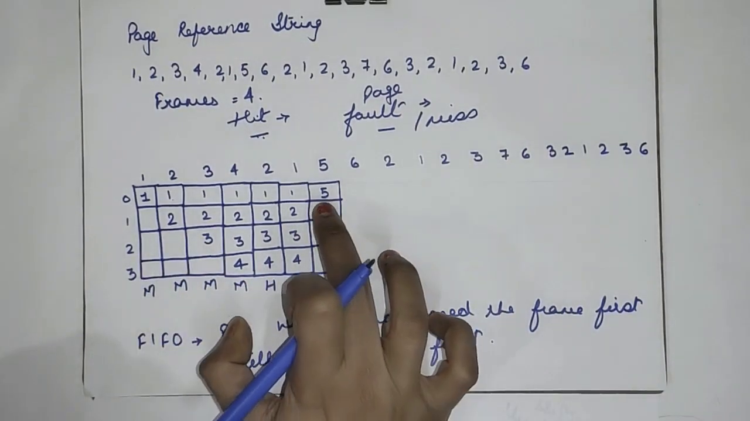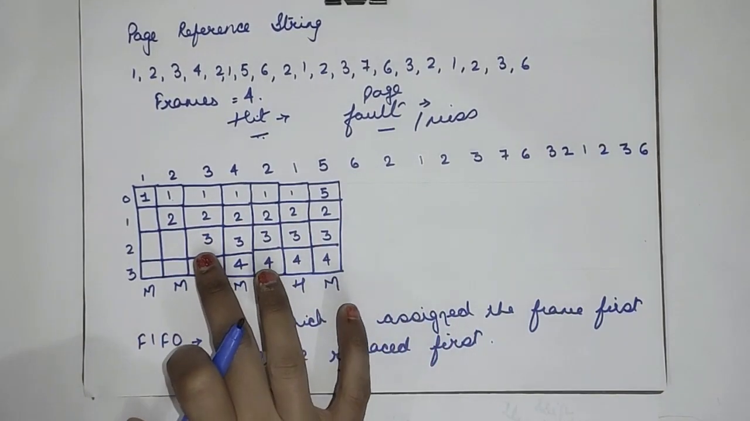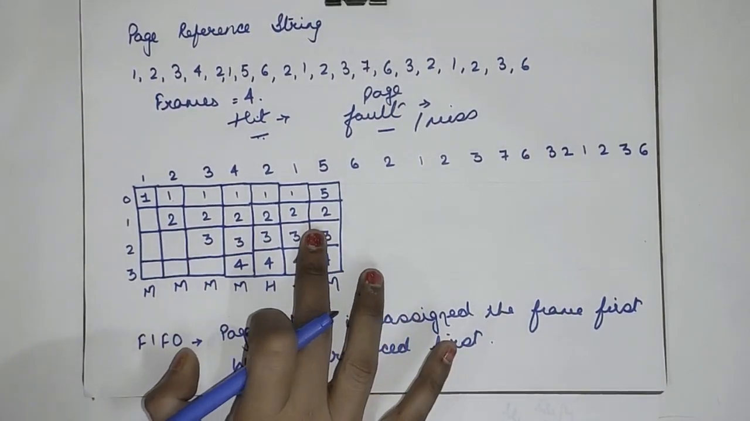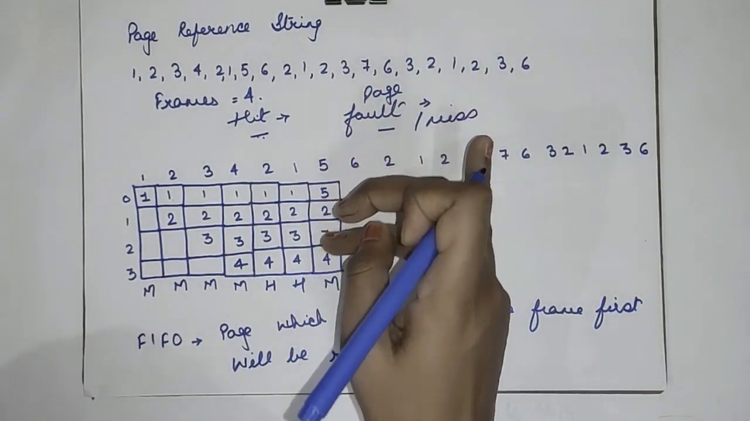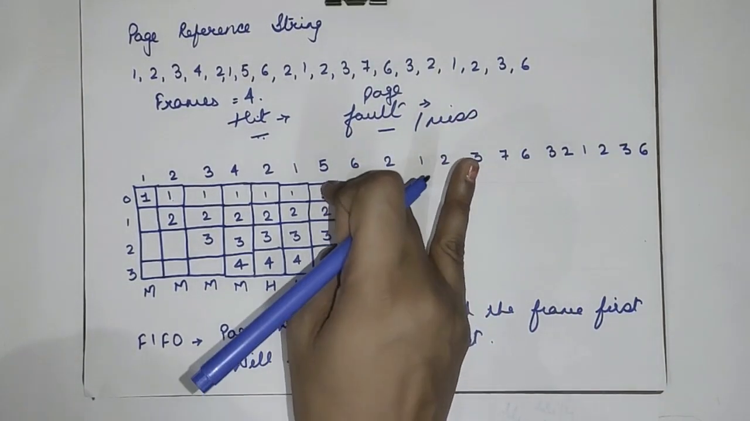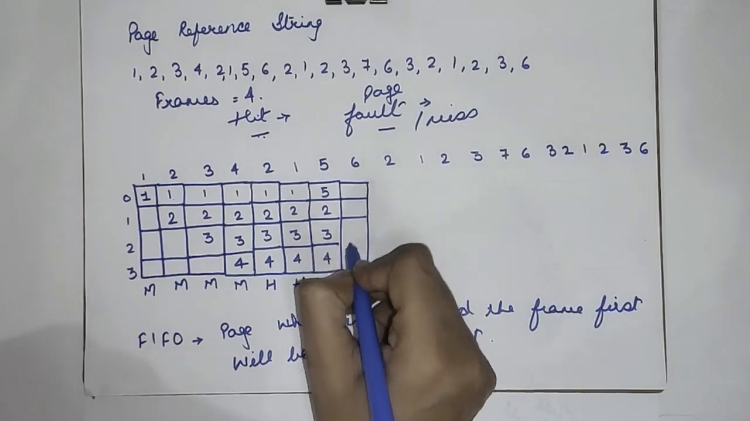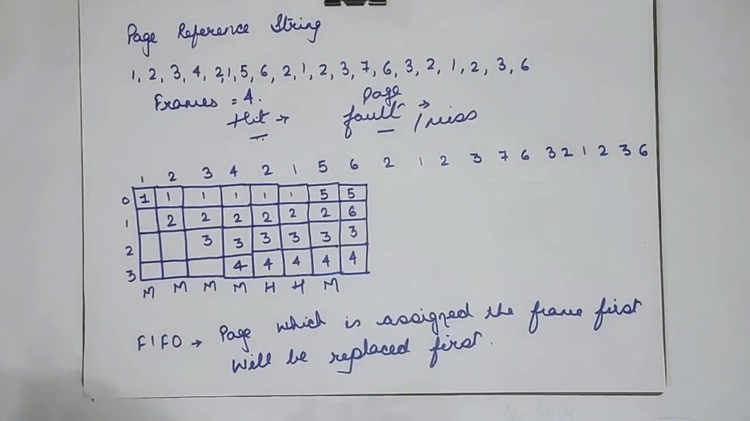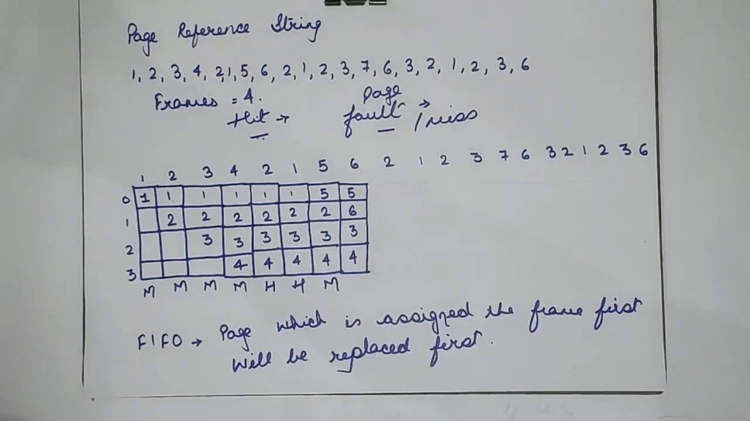So I'll check. 5 has been there for one instance only. 2 is there for 5 times. 3 is there for 5 times. 4 is there for 4 times. So the longest duration is for 2. Among 5, 2, 3 and 4, which has been there for the longest time? 2. So which page are we going to remove? We are going to remove 2 and insert 6 over here. So now the configuration becomes 5, 6, 3 and 4.